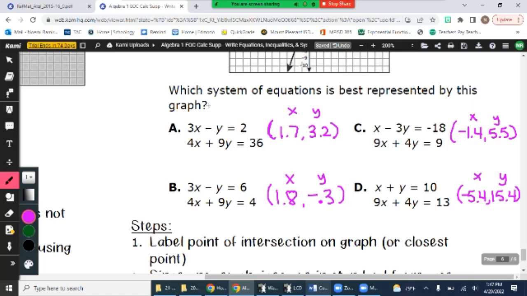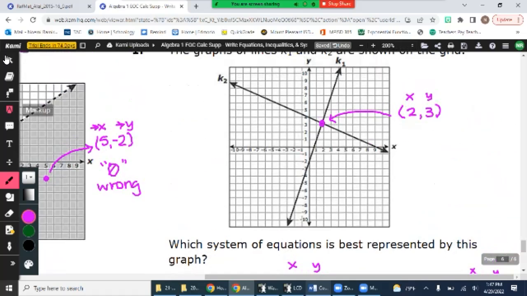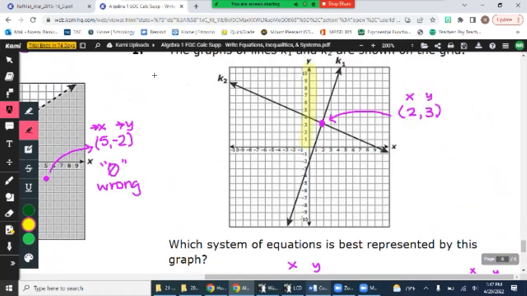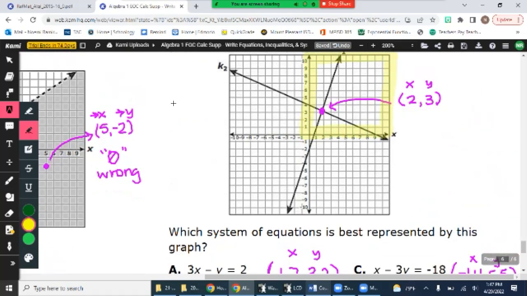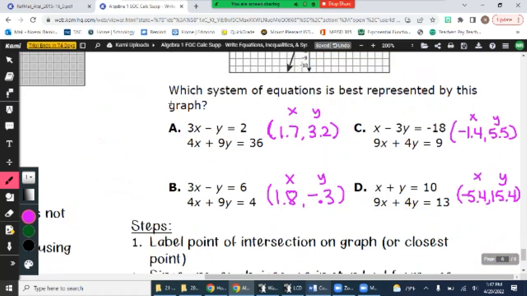So notice how the point of intersection lies in the first quadrant. It's in the first quadrant. And in the first quadrant, what do we know about all of the numbers anywhere in this first square? They're all positive. So I ended up with 3 negative answer choices. B has that negative 0.3, not it. C has a negative 1.4, not it. D has negative 5.4, not it. 1.7 is close enough to a 2. 3.2 is close enough to that 3. There's my 2, 3. My answer is A. Questions? If there's no more questions, turn the page.